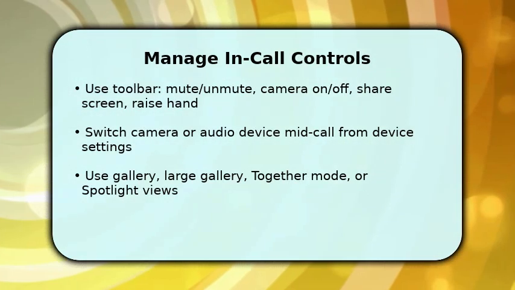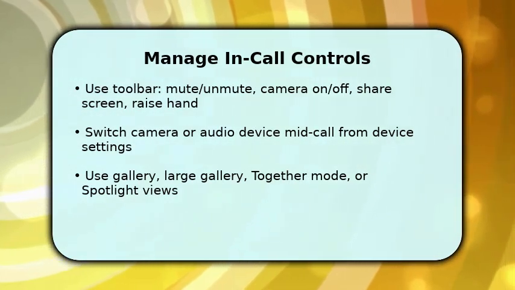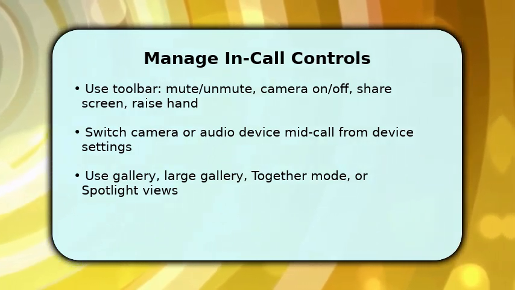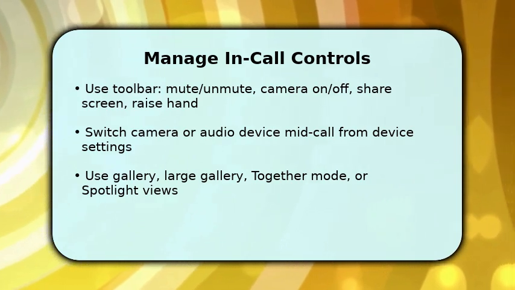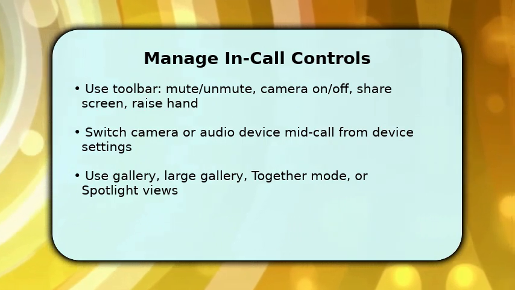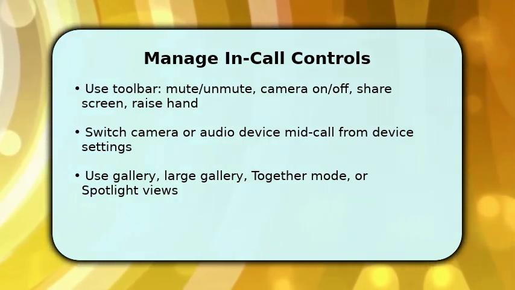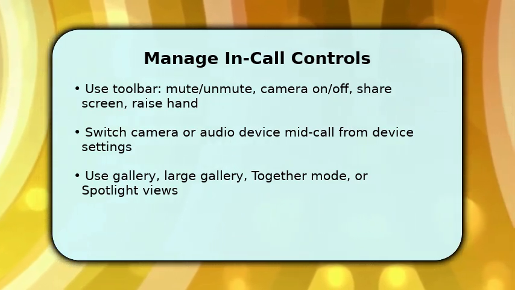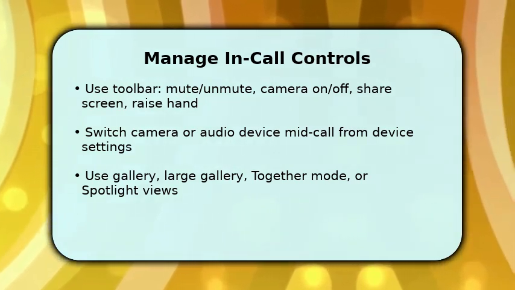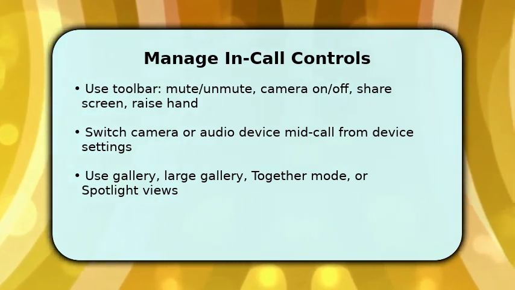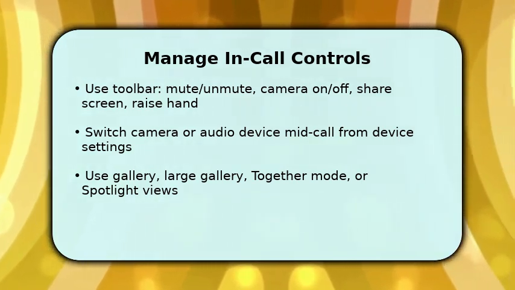Once you're in the call, focus on managing controls. Mute when not speaking, toggle camera for bandwidth, and share your screen to present. If you need to change devices, open device settings and swap camera or audio without leaving the meeting. Use view options, gallery, large gallery, or together mode, to see participants differently, and spotlight or pin to keep a speaker visible. Also use chat for links and reactions for quick feedback. These actions keep your meeting smooth and professional.